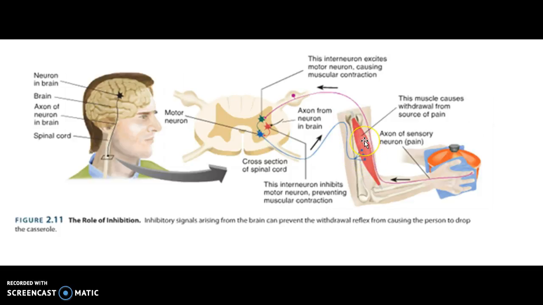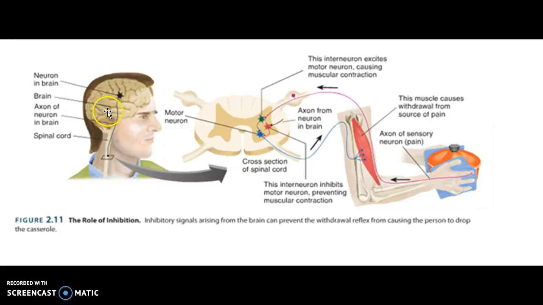This muscle is called an effector, and when it contracts, it will lead to a pain withdrawal reflex, and this person will drop this casserole pot, thus ruining dinner. So that's what this pain withdrawal reflex arc is all about. Receptor for pain, the sensory neuron here, the interneuron here, a motor neuron here, which then synapses onto the muscle, which, if it contracts, will be the pain withdrawal reflex. It will result in this pot being dropped.